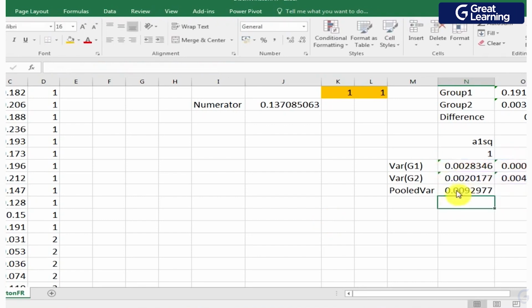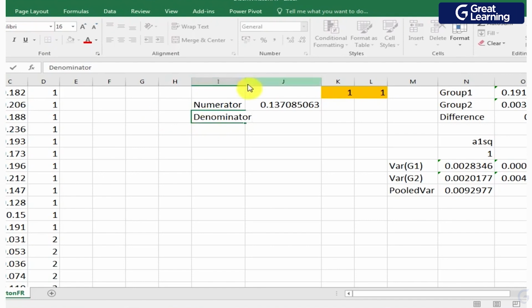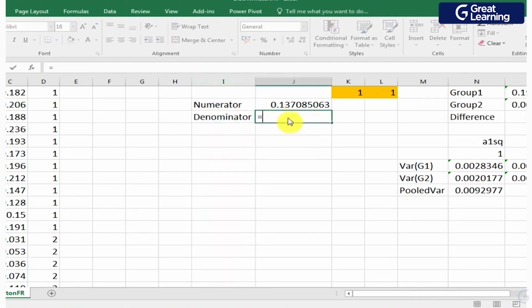What is that I am getting, sir? Are you getting this? 0.0009 something? This is my denominator. So denominator is equal to this formula, pooled variance. Am I correct? This is my denominator. Hello. The denominator I am not copying it. I am copying it as a formula here. The denominator, let me double check, I am copying it there. Do you have any objection? So this is my denominator.